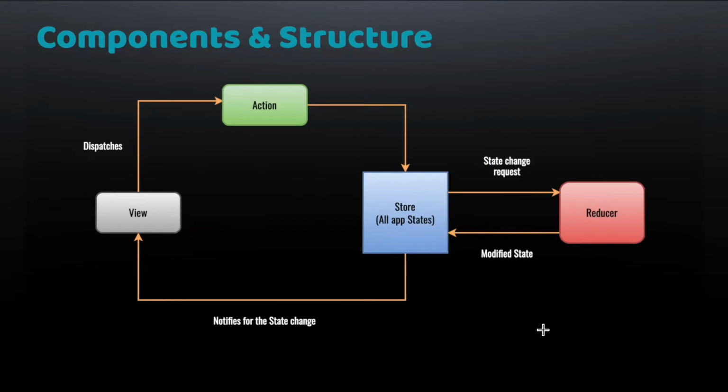This is basically the component and structure diagram for the Redux architecture. With the help of this diagram, you will be able to understand all the major components and the control flow of the Redux architecture. So: store, reducer, action, and the view. These are the main components of the Redux architecture.